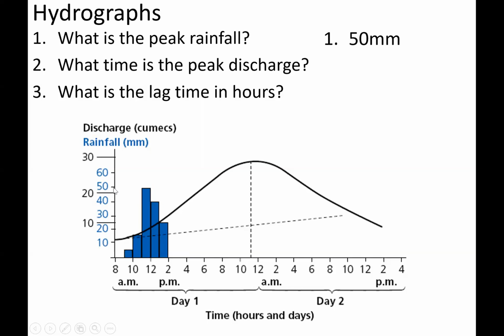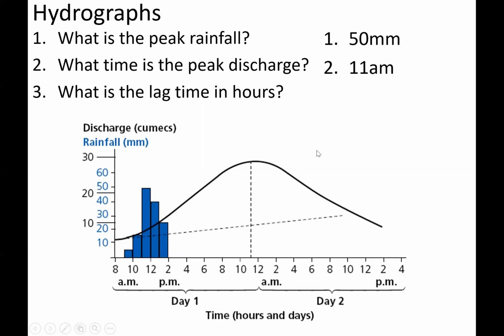What time is the peak discharge? The peak discharge is at roughly 11 a.m. So the discharge is this black line graph. The peak discharge is when it's at its highest point. So roughly halfway between 10 and 12. So I've just gone for 11 a.m.